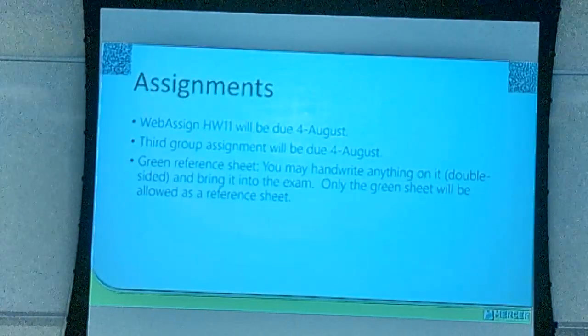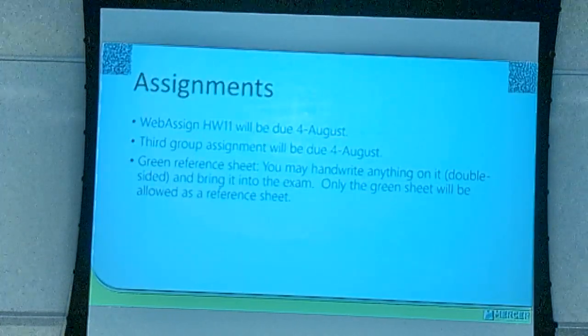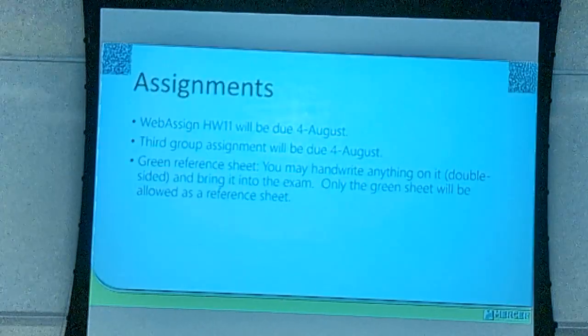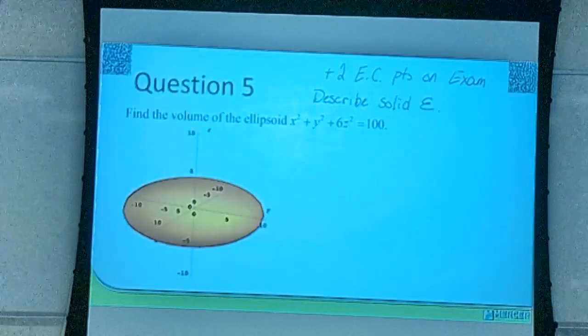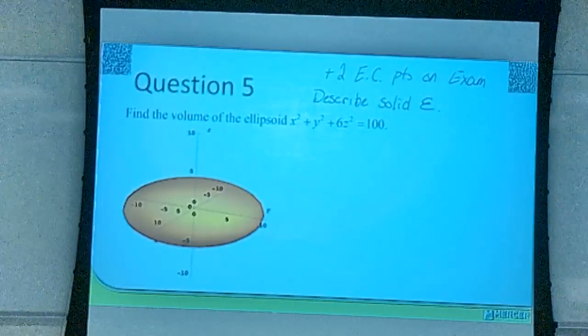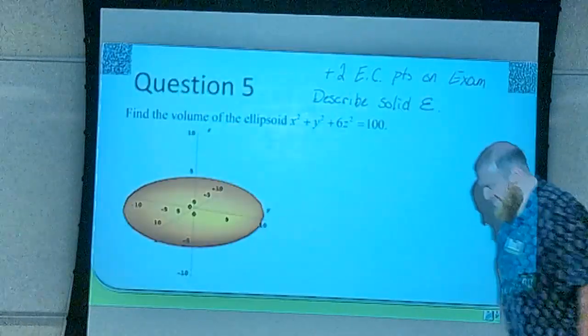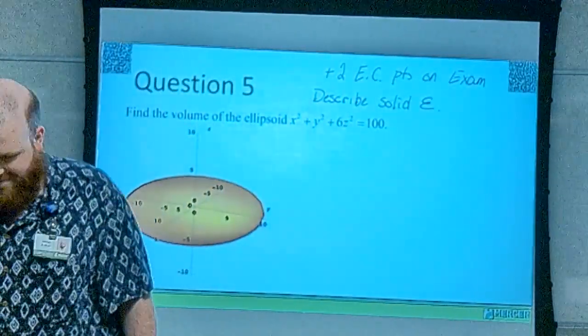And start thinking about that reference sheet. And I'm obviously not going to help you because it's extra credit. Spherical here. Yeah, I think spherical might be the best option here.